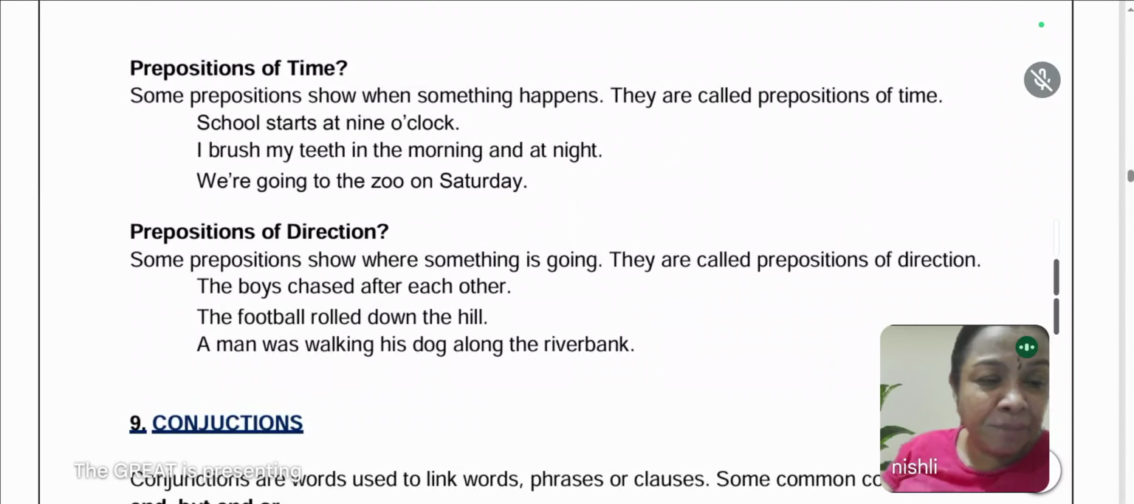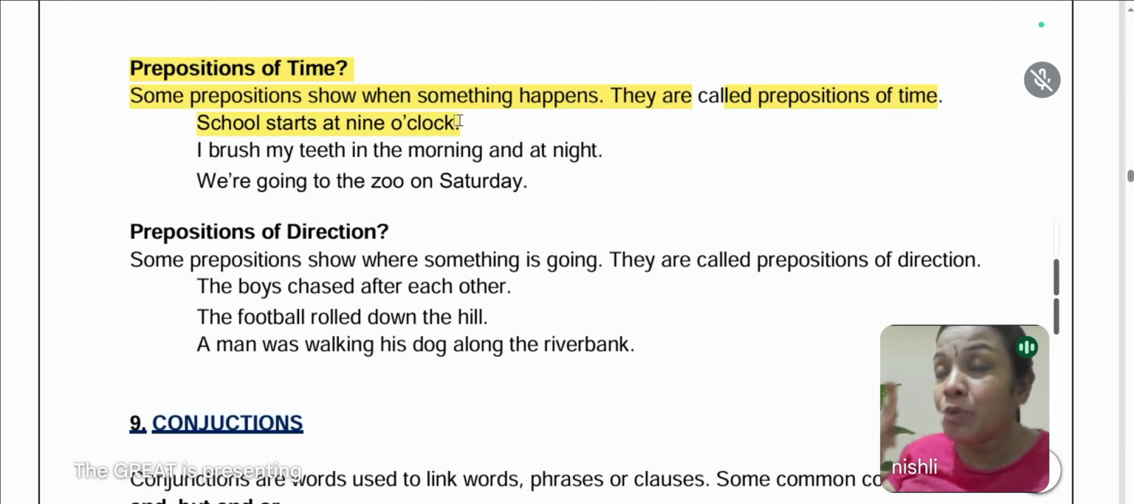Prepositions of time. Some prepositions show when something happens. At 9 o'clock: they are called prepositions of time. Usually when you refer to time, children, you have to use the word at. I reach Chennai at 9 o'clock. School starts at 9 o'clock. 9 o'clock is the time, so you have to use the word at. Don't use in or on.